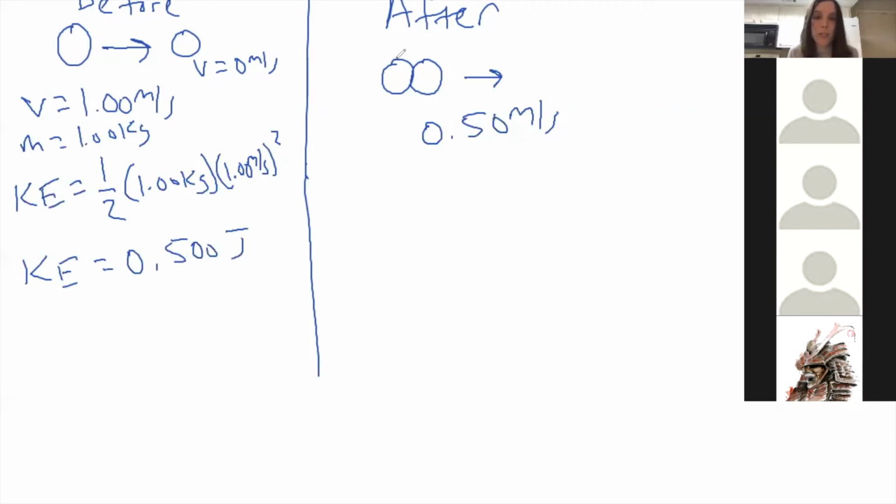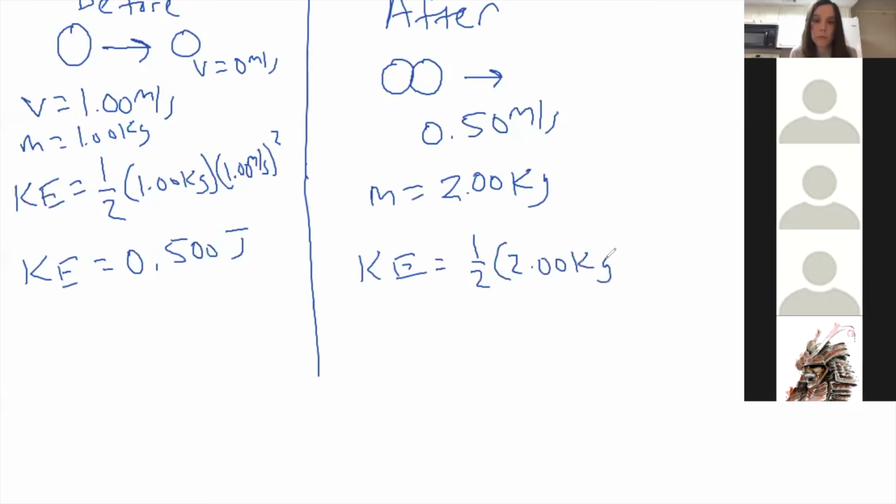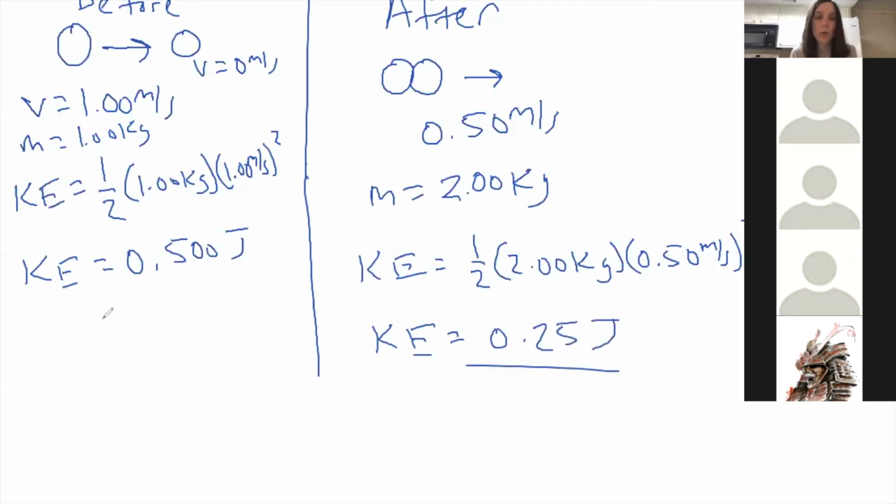After the collision, because these balls are stuck together, they're like one mass. So we would add the two masses together, and we would have a mass of 2 kilograms since they both weigh 1 kilogram each. So we multiply it out, and what we would get is a kinetic energy of 0.25 joules. So it went from having energy of 0.5 joules to 0.25 joules, and so it lost half of the energy due to the collision. And so this is called inelastic, when energy is lost.